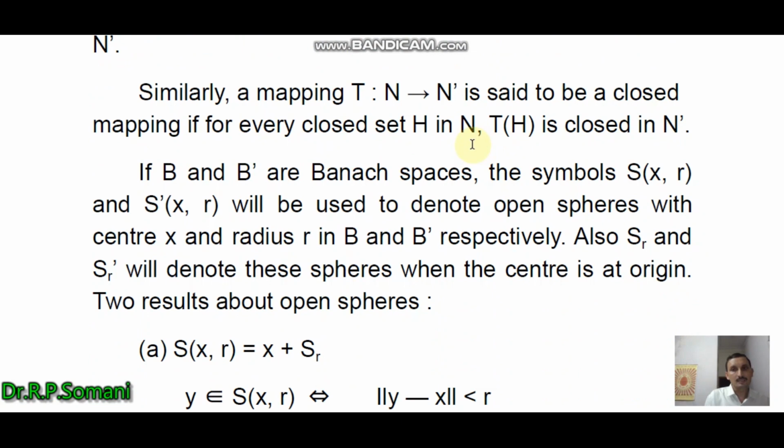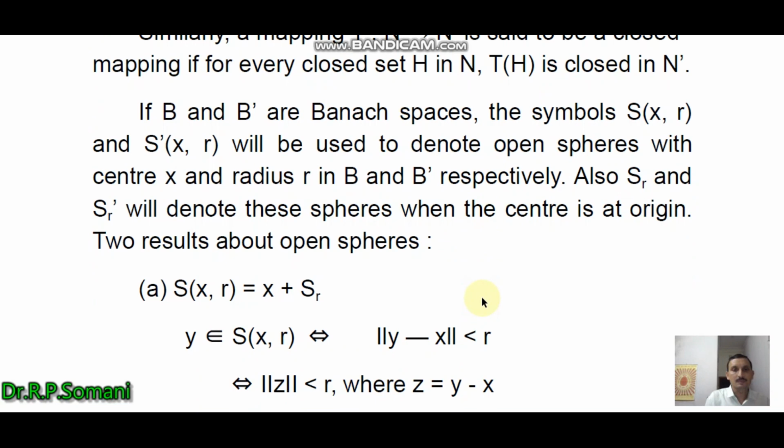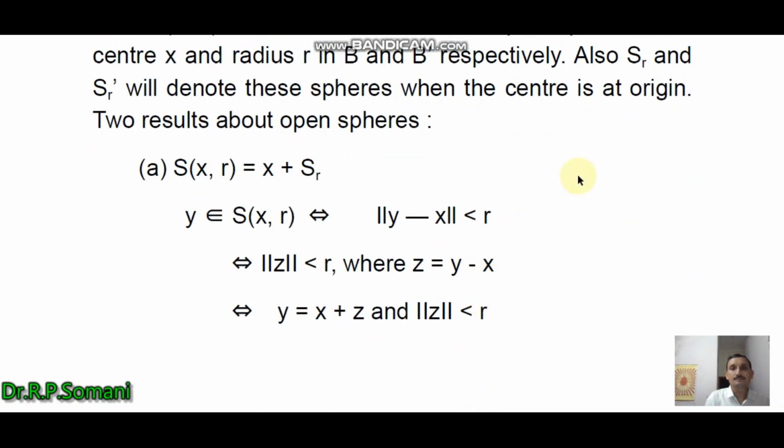Here we consider B and B' to be Banach spaces, and the symbols S(x,r) and S'(x,r) will be used to denote the open sphere with center x and radius r in B and B' respectively. Also S_r and S_r' will denote these spheres when the center is at the origin. Two important results about these open spheres are the following.